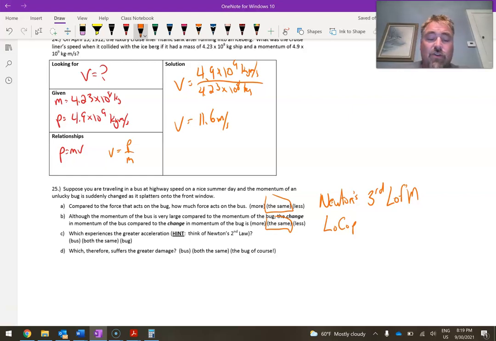Now, which experiences greater acceleration? Think of Newton's second law. Quick reminder, Newton's second law says that acceleration is force divided by the mass. Although the force is the same, because the bug has a much smaller mass, it will have a much higher acceleration. So it's got to be the bug. And therefore, which suffers the greater damage? Obviously, it's got to be the bug.